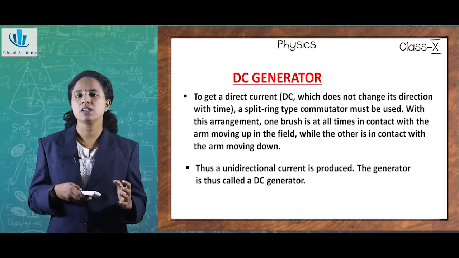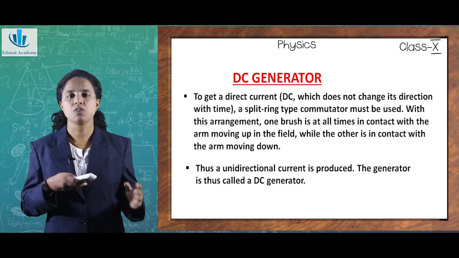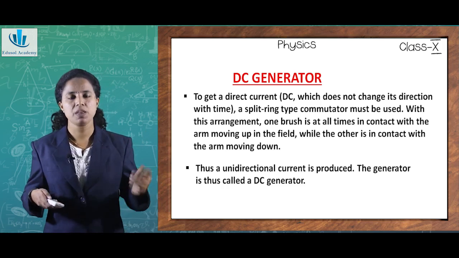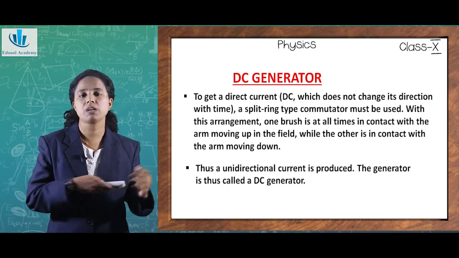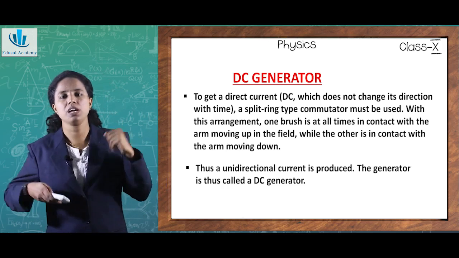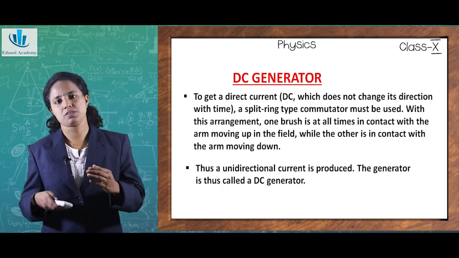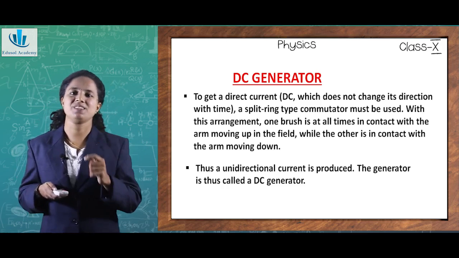With this arrangement, what we get is that one brush will be at all times in contact with the arm which is moving up in the field, while the other brush will be all the time in contact with the arm which is moving down in the field. Thus, a unidirectional current will be produced. The generator then is called a DC generator.